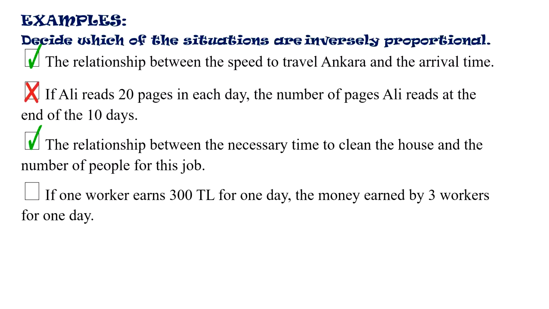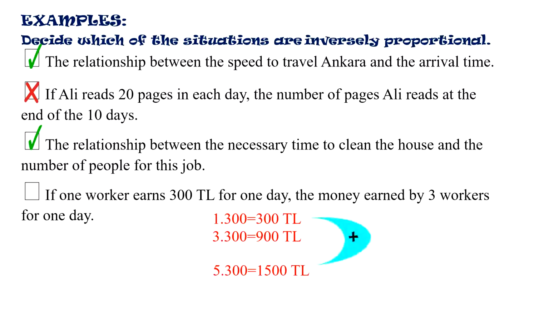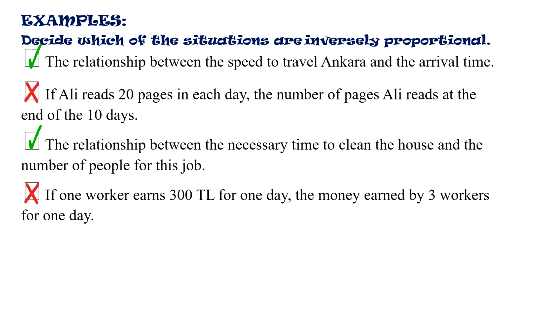This is the last one. If one worker earns 300 Turkish liras for one day, the money earned by 3 workers for one day. Each of the workers earns 300 liras, so the total money earned by them should be 3 times 300, which is 900. If we have 5 workers, the total money will be 1,500 liras. So, if the number of workers increases, the total money also increases. This situation is not inversely proportional.